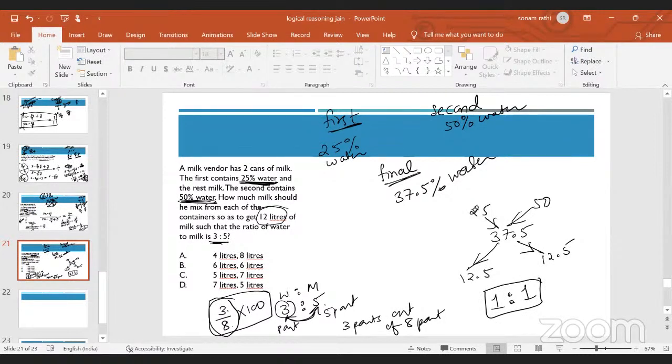Total how many liters do you want? Read the question. Total how many liters do you want? To get 12 liters of mixture, such that the ratio of water to milk is 3:5. So total how many do you want to make? 12 liters and 1:1 ratio. It means 6 liters and 6 liters. 12 liters, you want 1:1 ratio. So 6 liters and this 6 liters. Yes or no? Everyone got it?